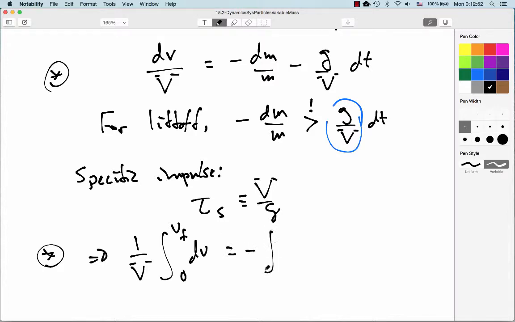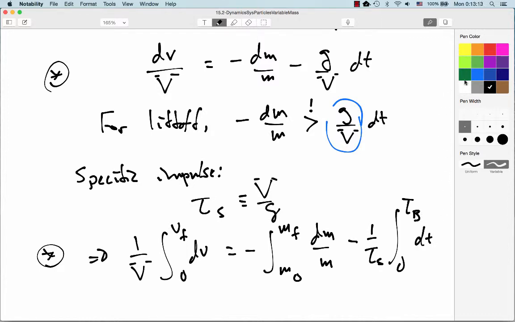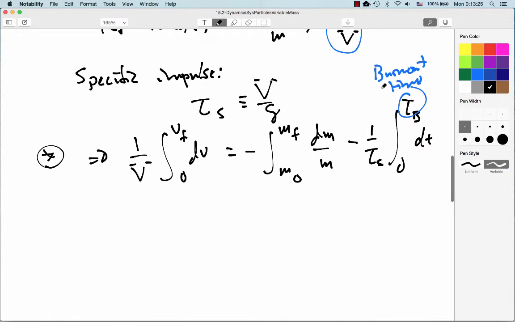This equals minus, for the mass term here, we'll be integrating from the initial mass to the final mass, dm over m. And now this is 1 over the specific impulse, and we'll be integrating from 0 to the burnout time dt. So this is the burnout time right here. In other words, how long did the rocket fire? Okay, so we can do those integrals.